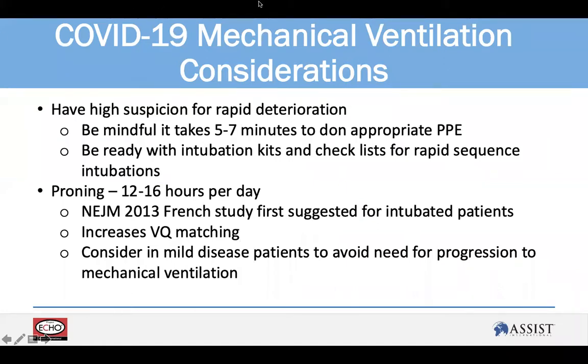When we are working with our COVID-19 population, we must always be strongly suspicious for the occurrence of rapid deterioration, as many patients have clinically presented. With the need for healthcare workers to be in their personal protective equipment, we must be mindful that it takes about 5 to 7 minutes to put on, or don, the gear. We must have our healthcare facilities equipped and stocked with our intubation kits and checklists for rapid sequence intubations.